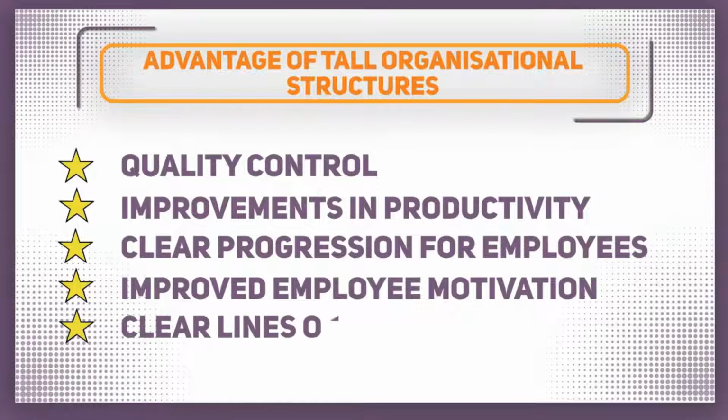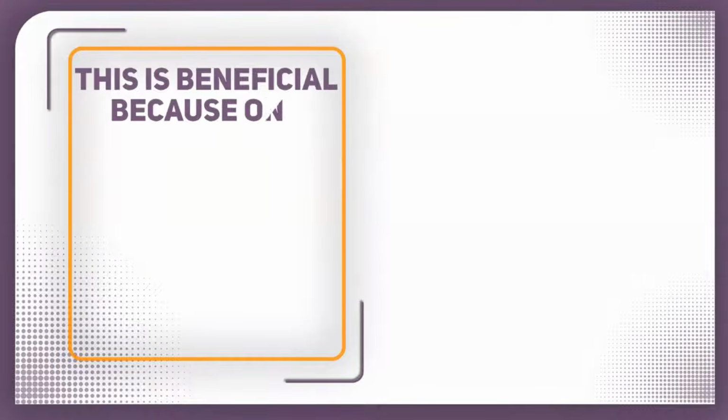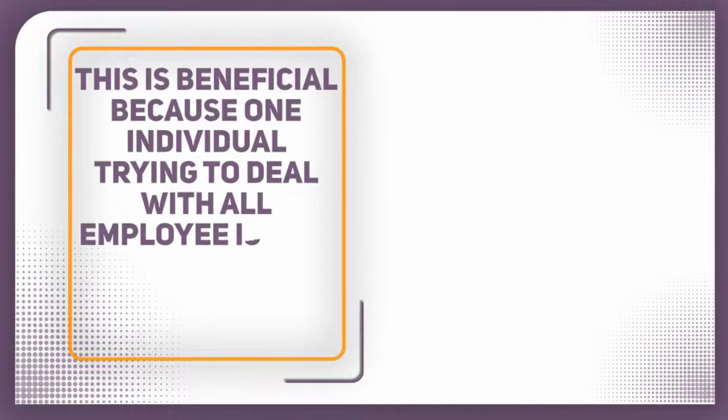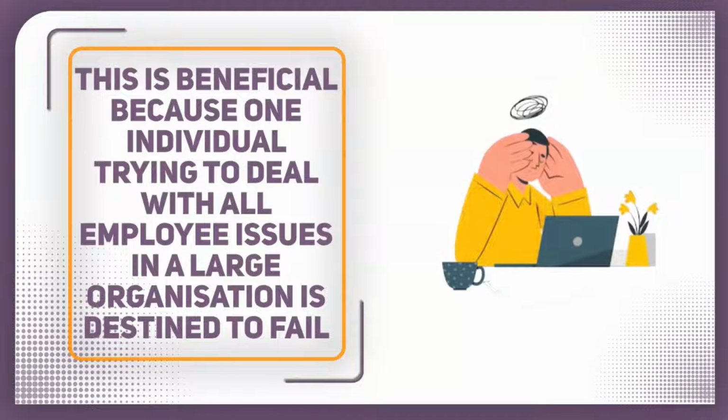There are also very clear lines of responsibility and communication. What I mean here is that people know who they need to communicate with and who they should follow instructions from. This is beneficial because one individual trying to deal with all employee issues in a large organisation is destined to fail. Imagine if Jeff Bezos, the founder of Amazon and one of the richest people in the world, had to try and deal with every single Amazon employee. Every issue, every request for an afternoon off, every call an employee makes when ringing in sick. If he had to check the quality of every individual's work, it would be a complete nightmare and simply not possible.